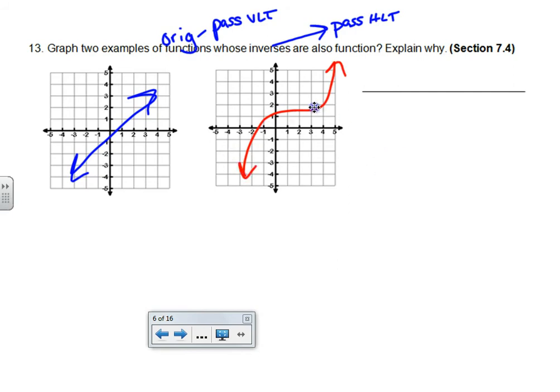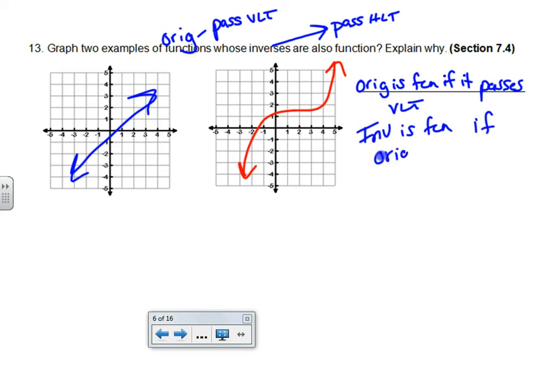I kind of made it seem like it went flat, but it doesn't. But it does pass the vertical and the horizontal line test. And here's the reason why. The original is a function if it passes the vertical line test, and the inverse is a function if, and this is the important part, if the original passes the horizontal line test. And I think last time on your quiz some of you weren't specific enough about saying who has to pass what test.